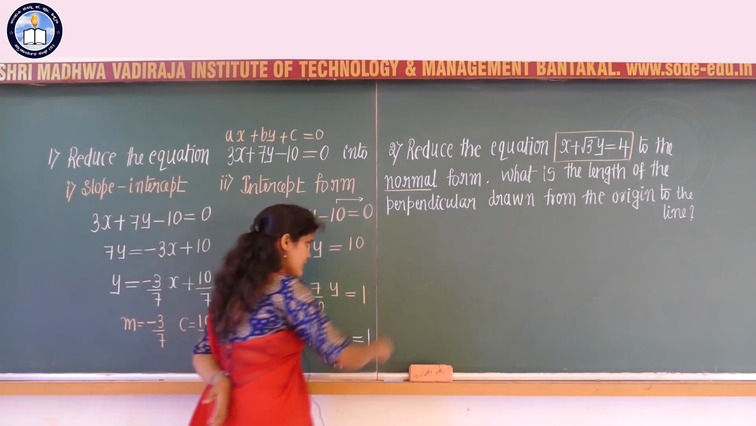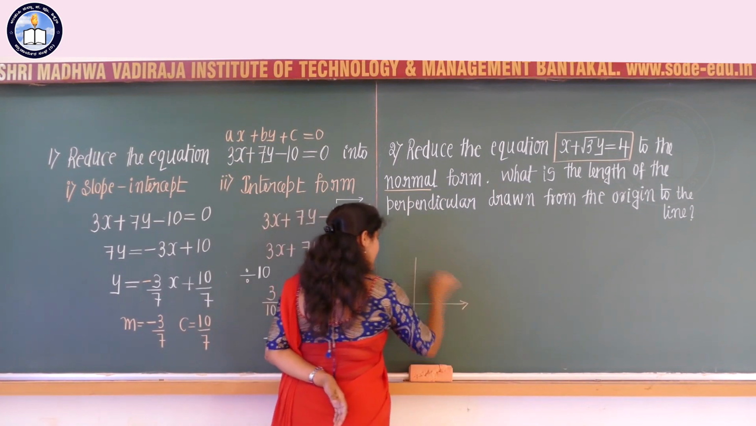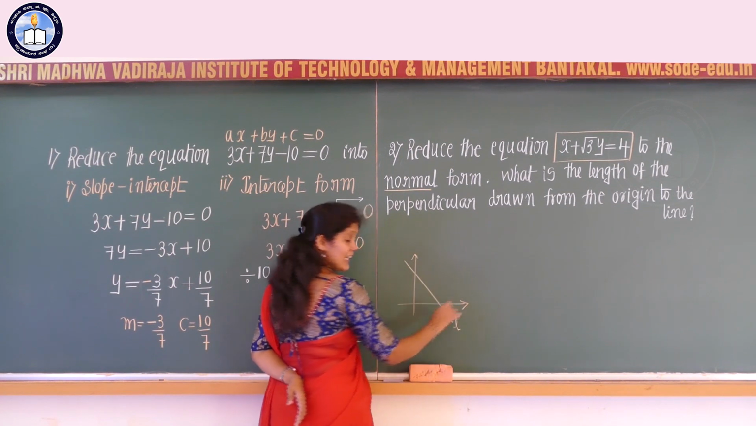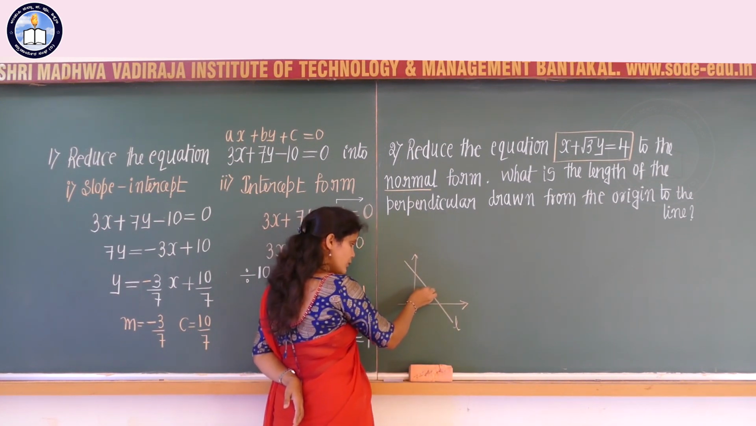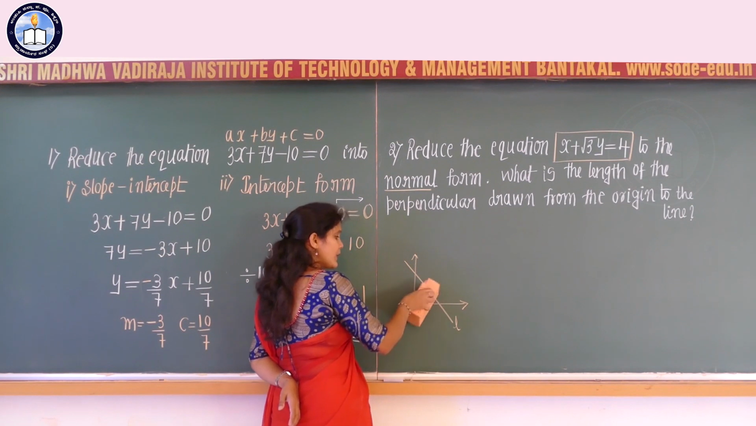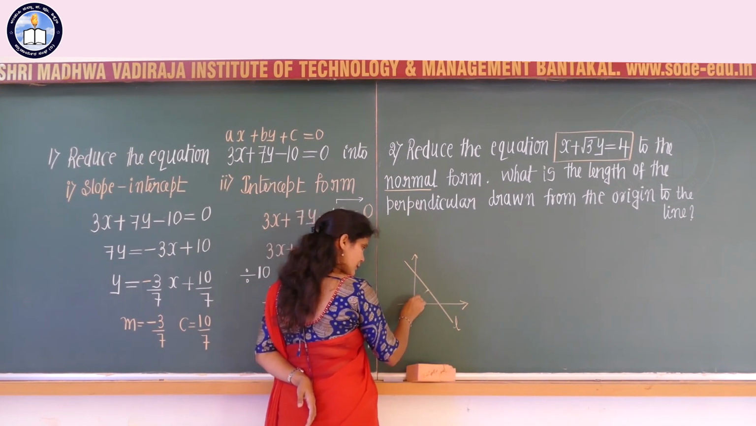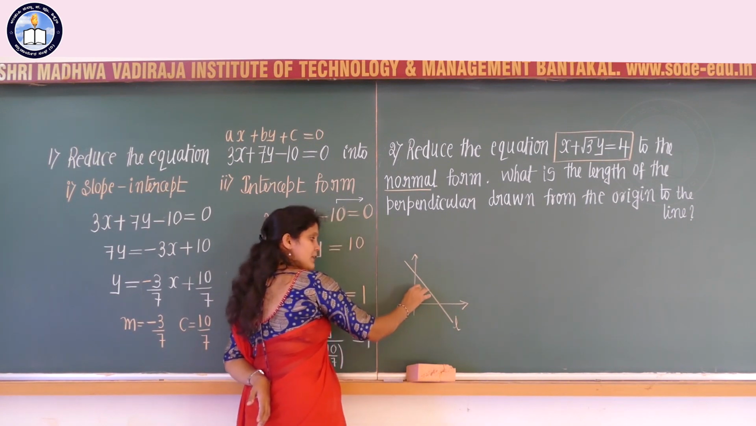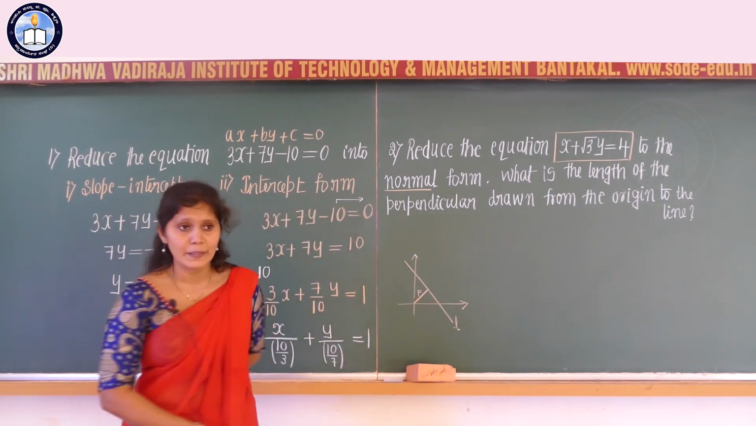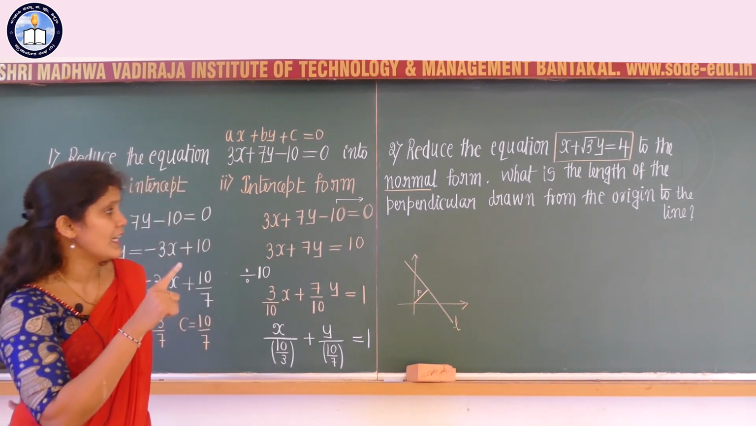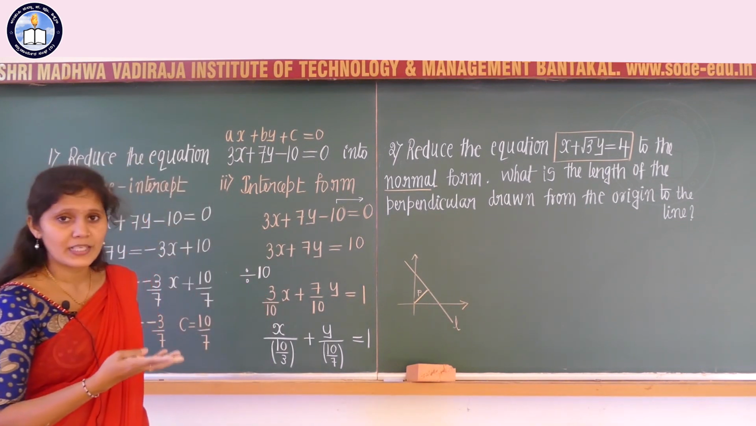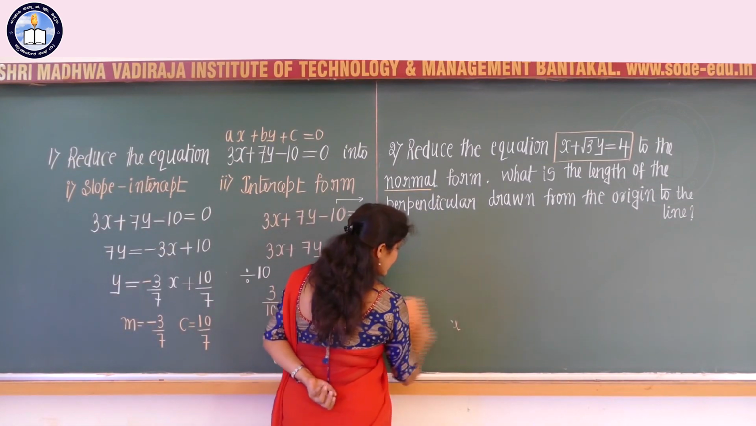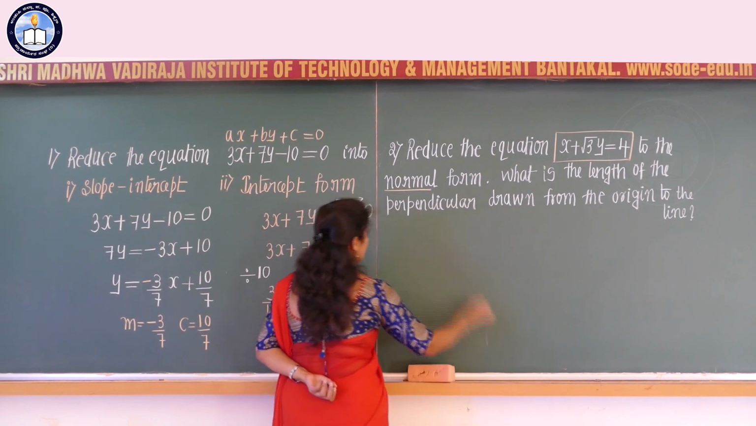We have considered this format, that is XOX dash and YOY dash are the two coordinate axes. Here this is nothing but the line L. We need to consider the length of the perpendicular from the origin to the line. That length is nothing but p. So we should get the value of p, and initially reduce the equation into the normal form.